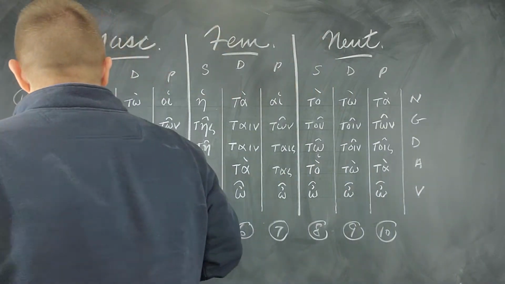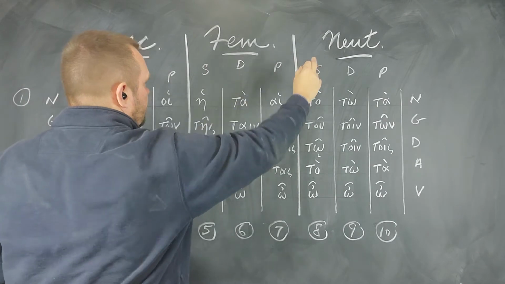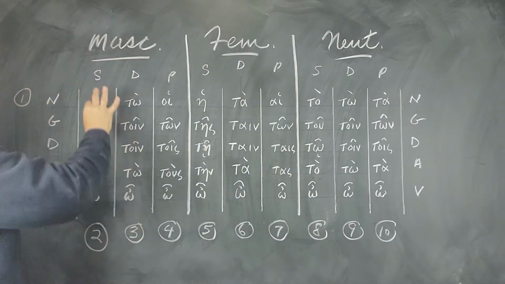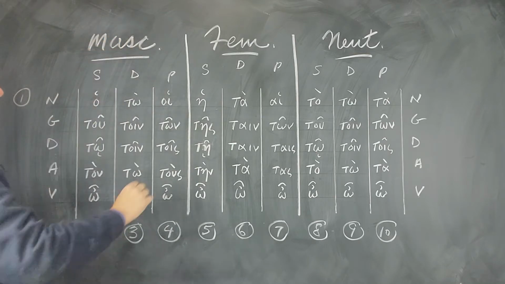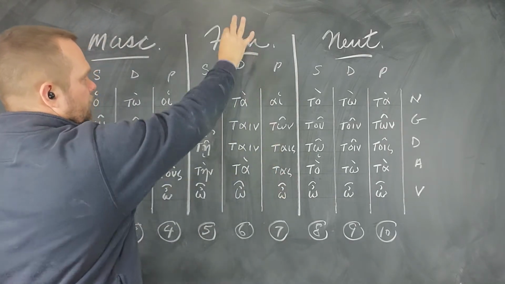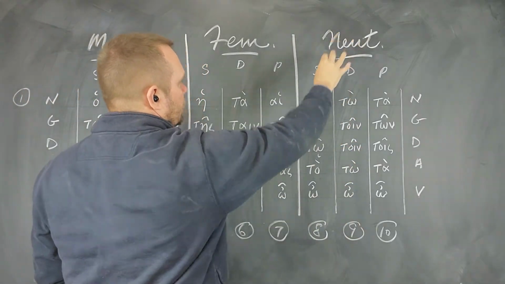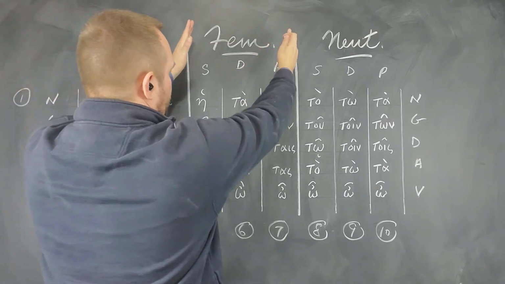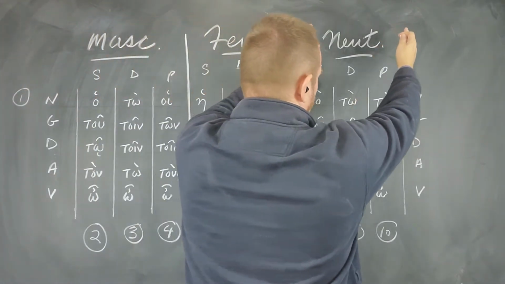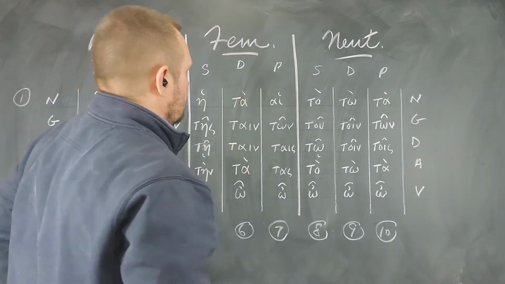First of all, you can see we have three genders: masculine, feminine, and neuter. Okay, so these first three columns are the masculine forms, these second three columns are the feminine forms, and the third three columns here are the neuter forms. Masculine, feminine, and neuter. All right, so you can see the three genders at the top of the board.